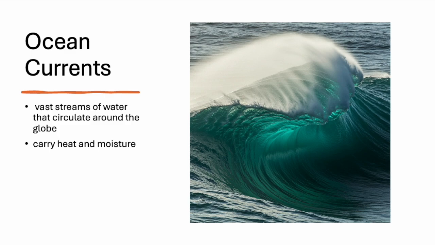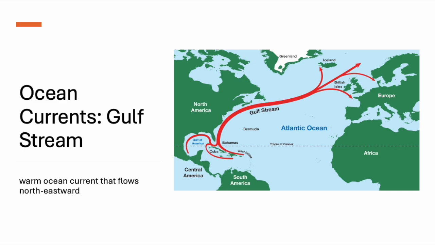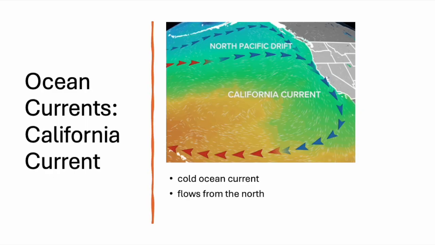For example, the Gulf Stream is a warm ocean current that flows from the Gulf of Mexico up the east coast of the United States. The Gulf Stream brings warm water to the coast, making the climate milder in the winter. In contrast, the California current is a cold ocean current that flows along the west coast of the United States. The California current brings cool water to the coast, influencing the climate in that region.